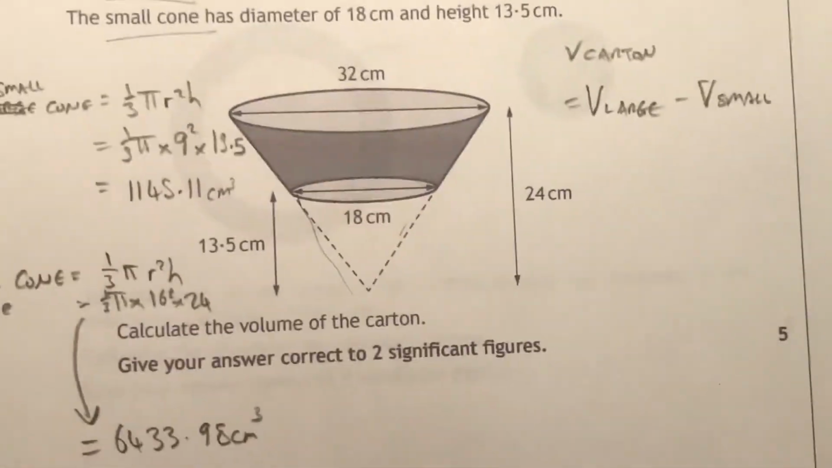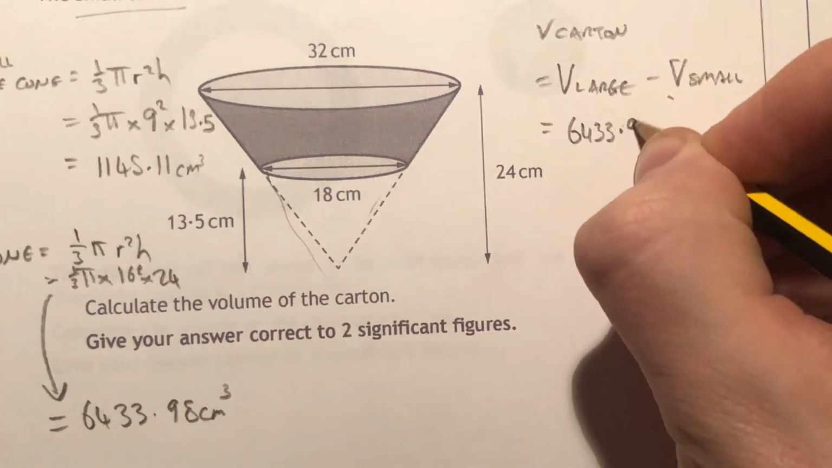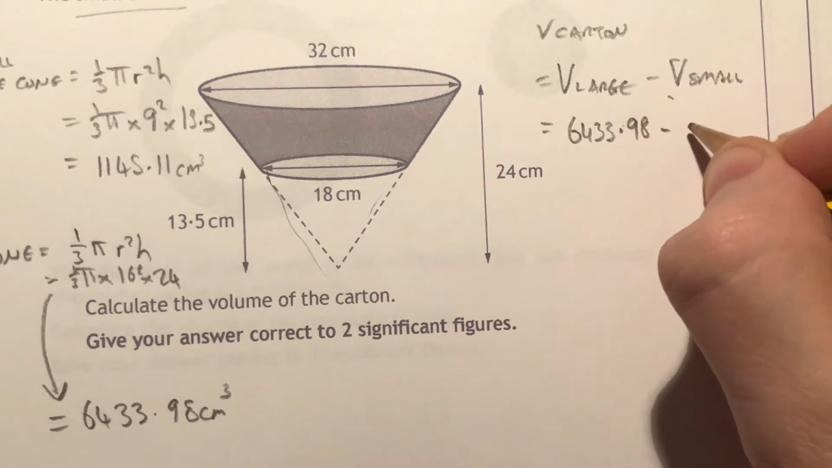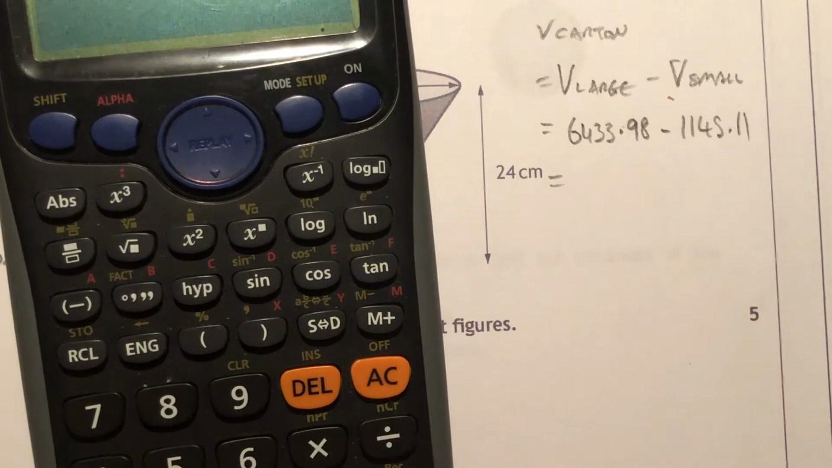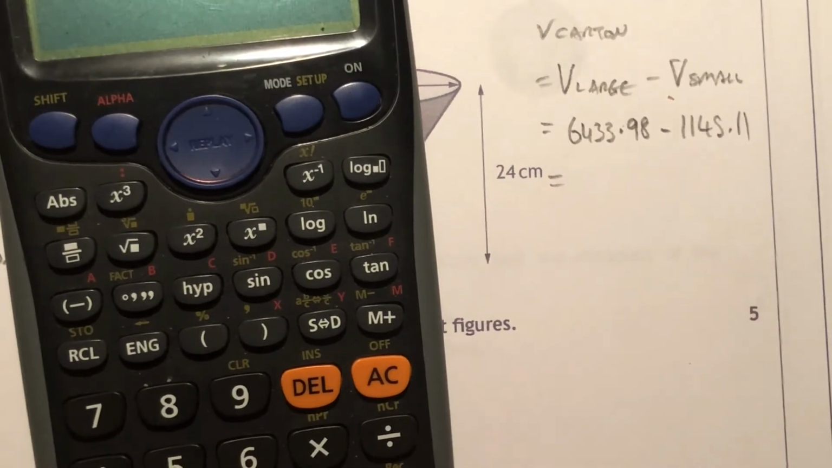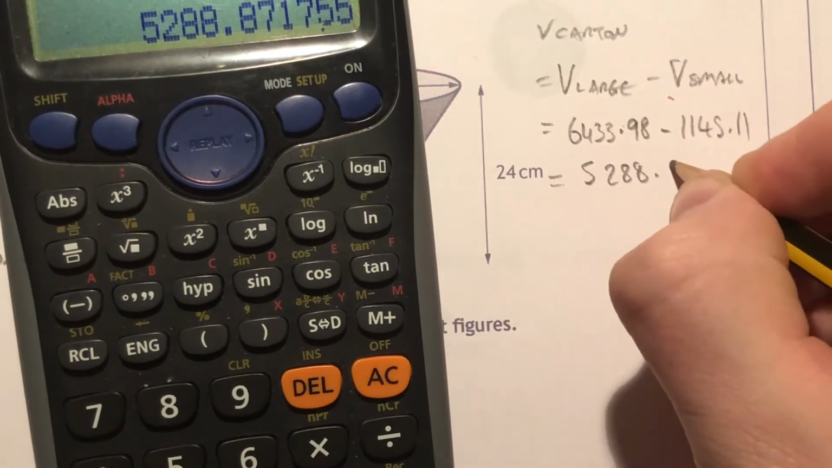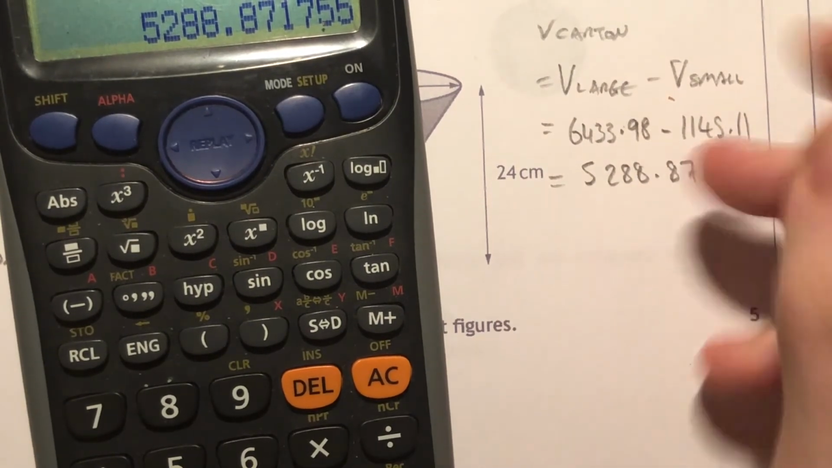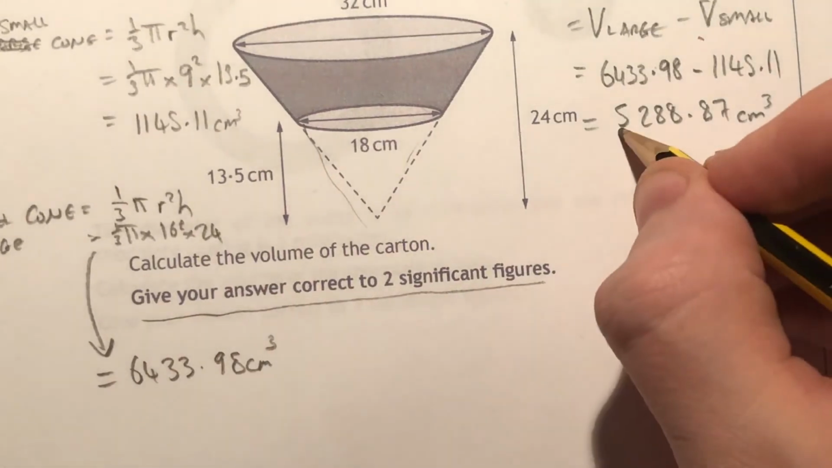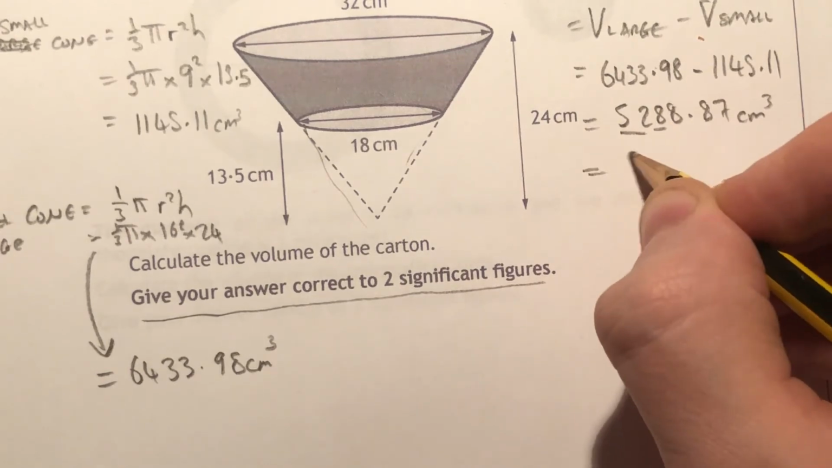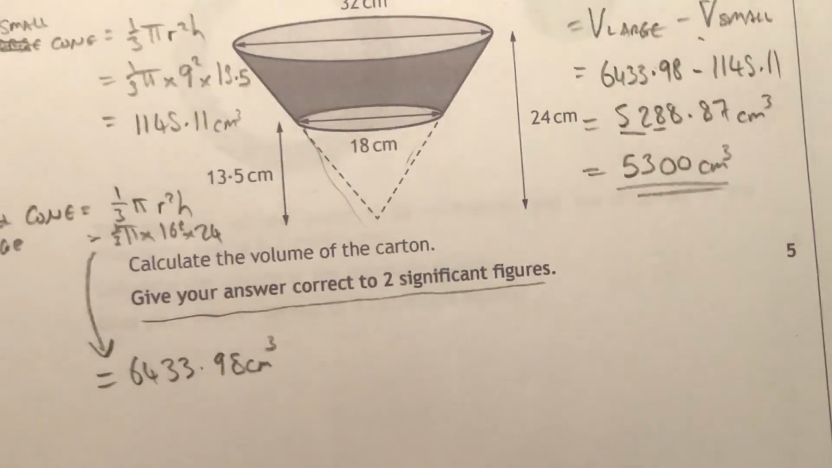Okay, so now I've got those two answers. I will substitute them straight back in here. The large one was 6433.98. The small one we said was 1145.11. And again, minus 1145.11 gives 5288.87 centimetres cubed. And just make sure we've got it rounded off correctly. Give your answer correct to 2 significant figures. 2 significant figures, look at the third one down, so 85300 centimetres cubed. Another 5 marks.